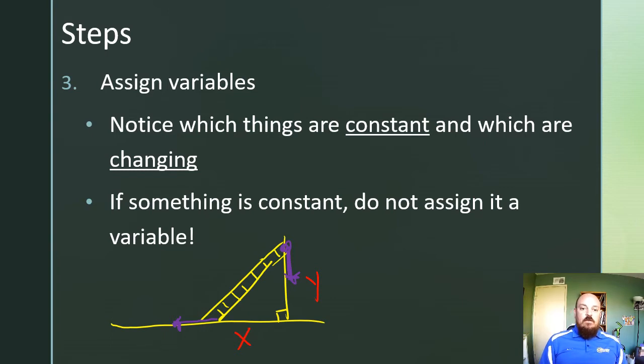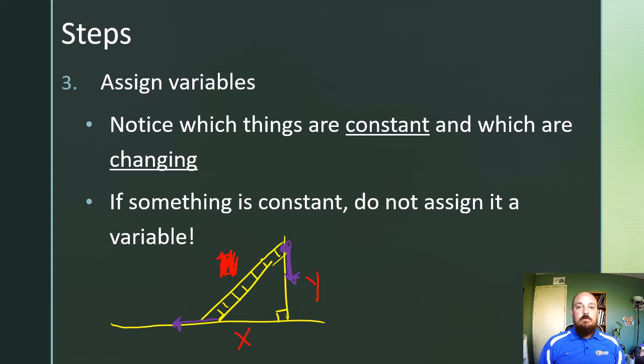Now here's the trick. A lot of people go, okay, let's just call this one Z. And that's not the case. The ladder is not getting longer. It's not growing or shrinking. The ladder is a constant. So you definitely don't want to assign that a variable.